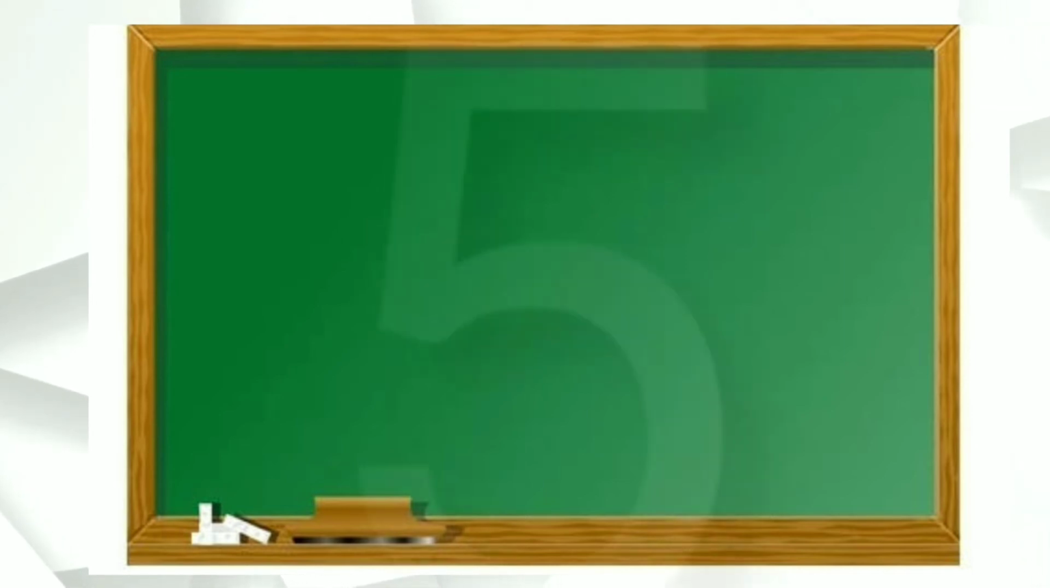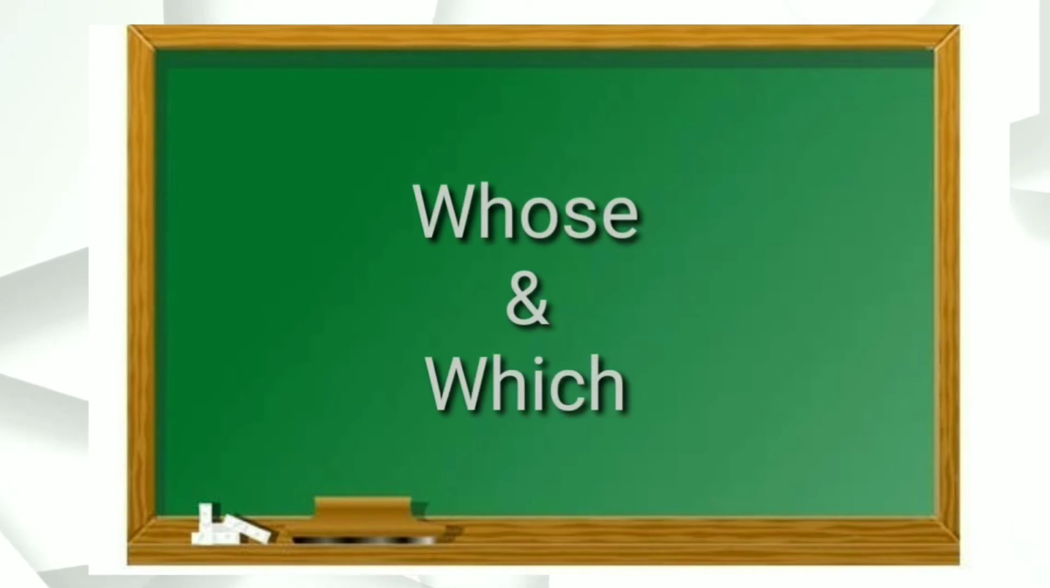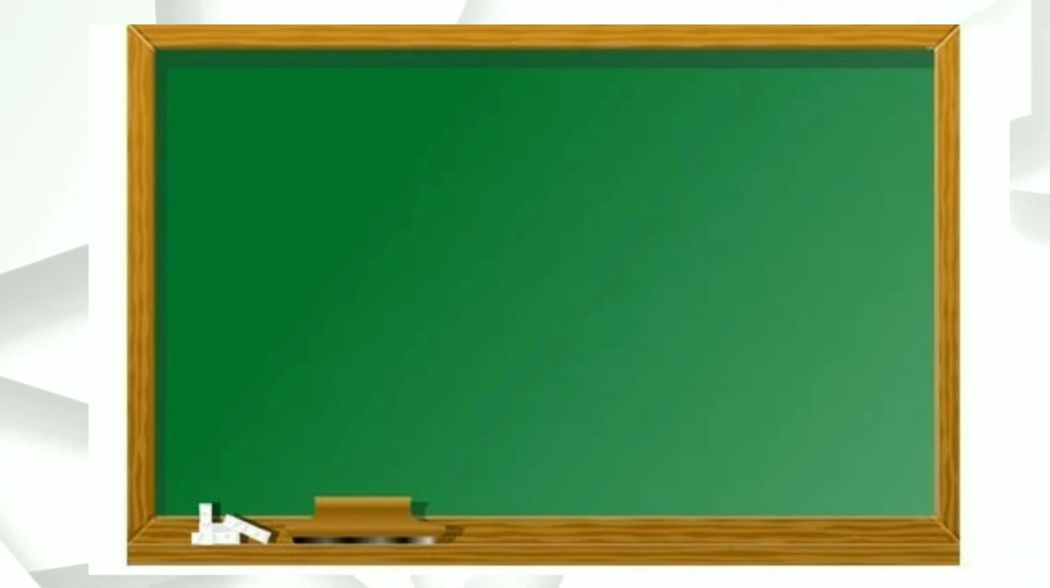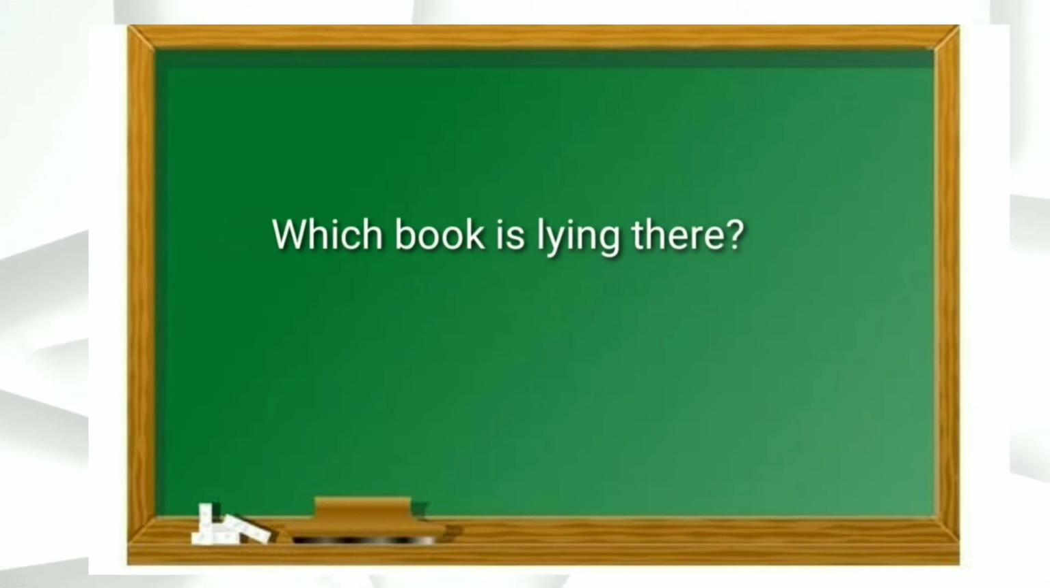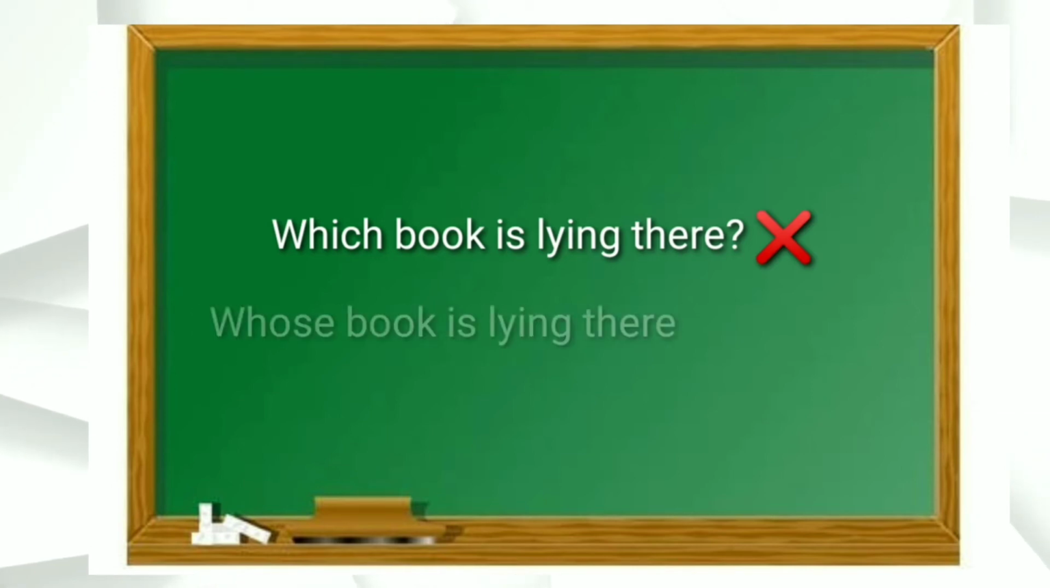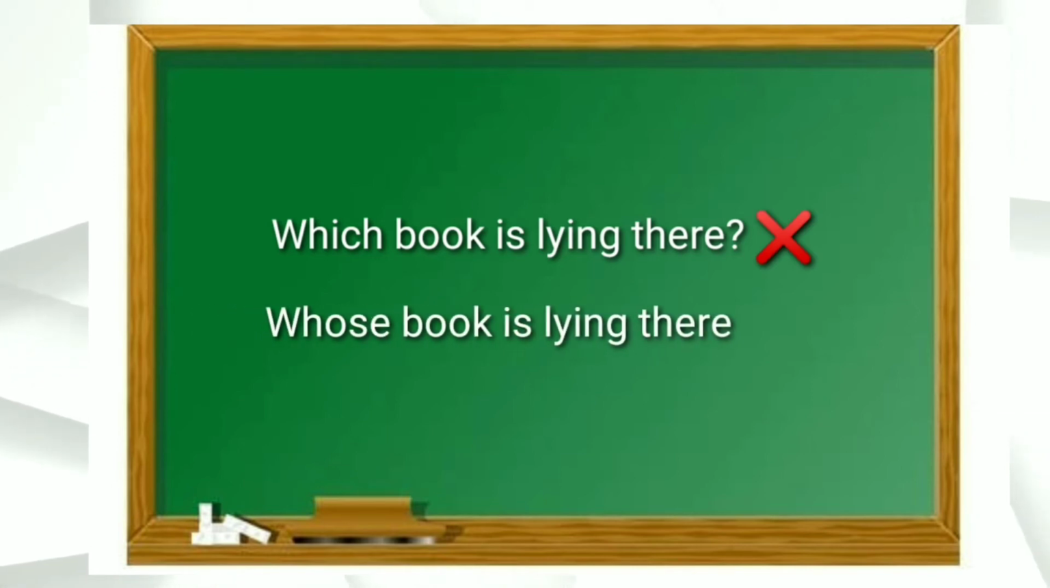Tip number 5. The distinction between whose and which. The word whose is used to address living things and the word which is used for lifeless objects. For example, the sentence "Which book is lying there" is incorrect and the sentence "Whose book is lying there" is correct.